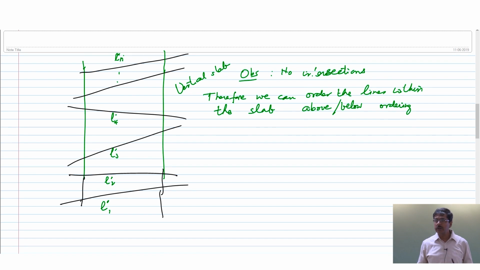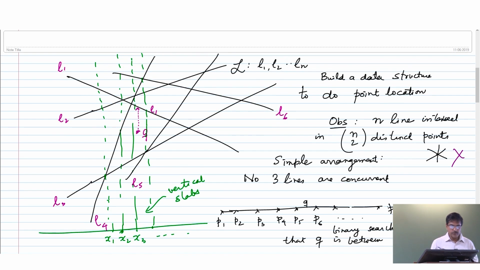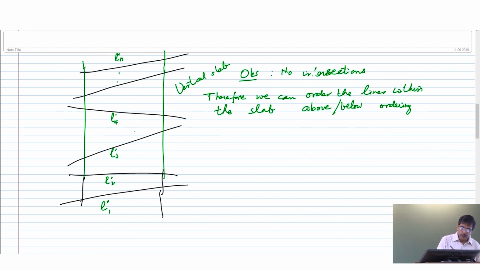Now, once you have an ordering, you can do binary search. So, let us go back. The problem that we started with was: given a query point Q, which line lies directly above Q? The first thing I am going to do is a binary search along x1, x2, x3. One binary search will tell me which vertical slab contains this point. Now suppose Q was here.